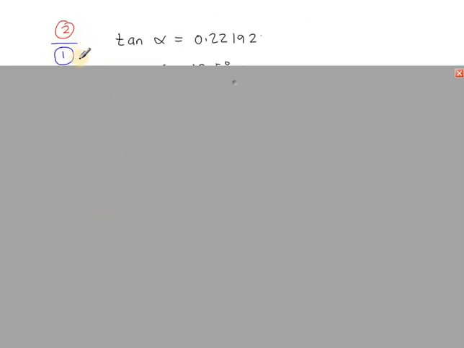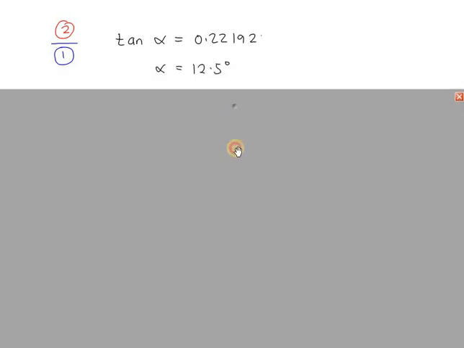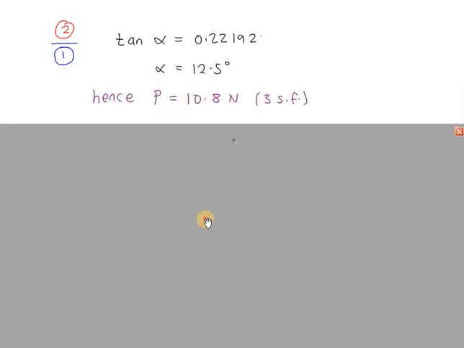Equation 2 divided by equation 1. So sine over cos is tan, so tan alpha is this ratio, so we can work out the angle alpha. And then using angle alpha we can work out the value of P, 10.8 newtons to 3 significant figures.